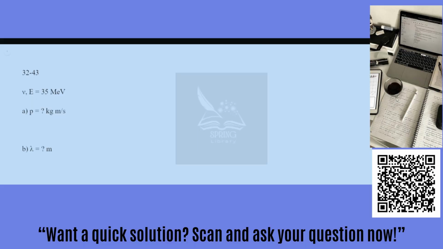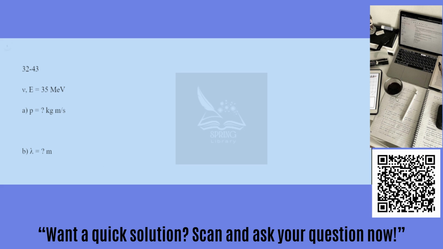Question 43 states that suppose a neutrino is created and has an energy of 35 MeV. Part A, assuming the neutrino, like the photon, has no mass and travels at the speed of light, find the momentum of the neutrino, and B, determine the de Broglie wavelength of the neutrino. Okay, so two things to do here. We want to find the momentum.